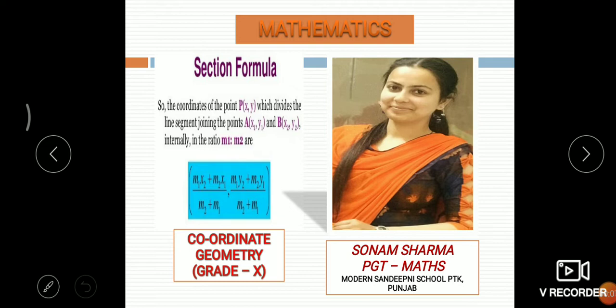As you know, we have started coordinate geometry of grade 10th. So today we'll be discussing a subtopic, section formula. This section formula topic is given in NCERT Exercise 7.2, chapter number 7. So let us begin with the session.